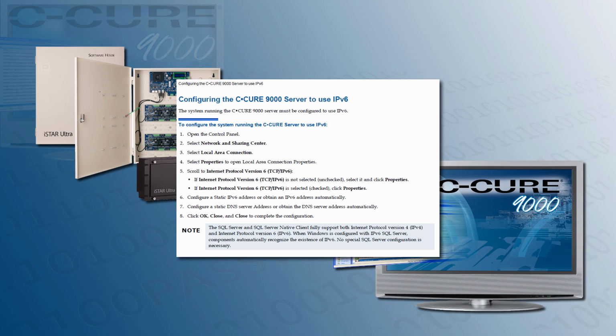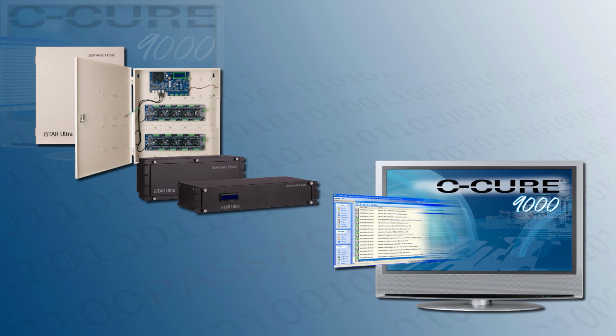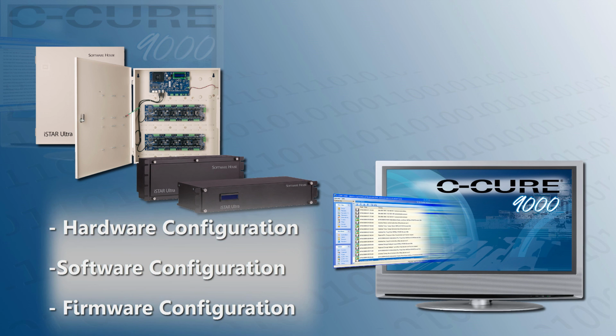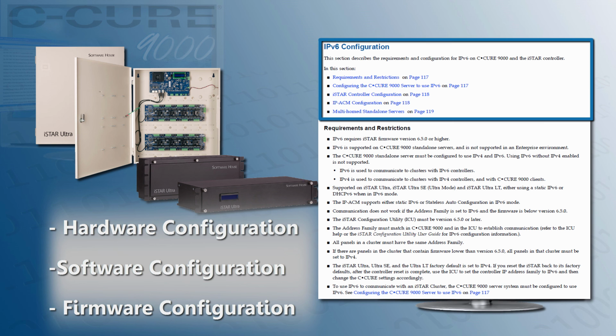The following information is also from the iStar Configuration Utility User Guide and the Hardware Configuration Guide. These instructions are primarily networking and connection related. iStar controllers and IP-ACMs also require hardware, software, and firmware configuration to properly operate in the IPv6 mode. This information from the same guide lists information to properly configure iStar controllers, IP-ACMs, and related hardware. Steps from these documents are not all-inclusive, but are meant to highlight available resources. Please refer to documentation specific to products being used to configure and connect them utilizing IPv6.